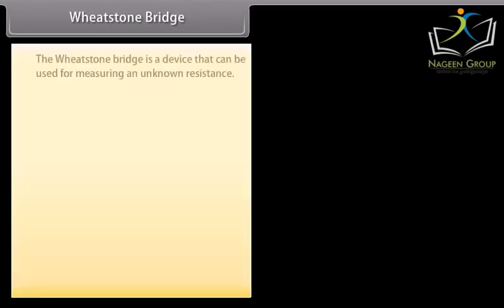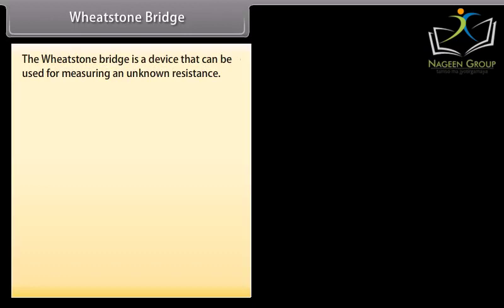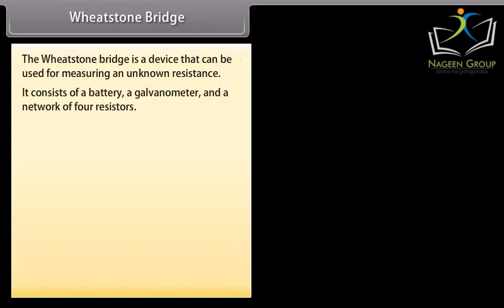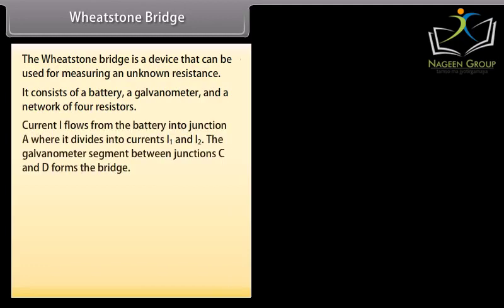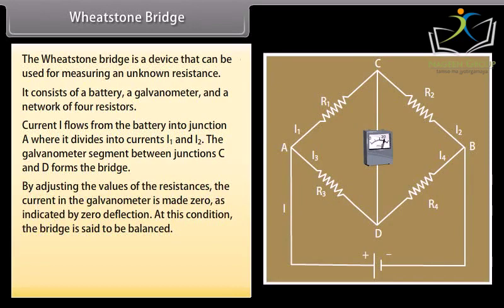Wheatstone Bridge. The Wheatstone Bridge is a device that can be used for measuring an unknown resistance. It consists of a battery, a galvanometer, and a network of 4 resistors. Current I flows from the battery into junction A, where it divides into current I1 and I2. The galvanometer segment between junctions C and D forms the bridge. By adjusting the values of the resistances, the current in the galvanometer is made 0, as indicated by zero deflection. At this condition, the bridge is said to be balanced.